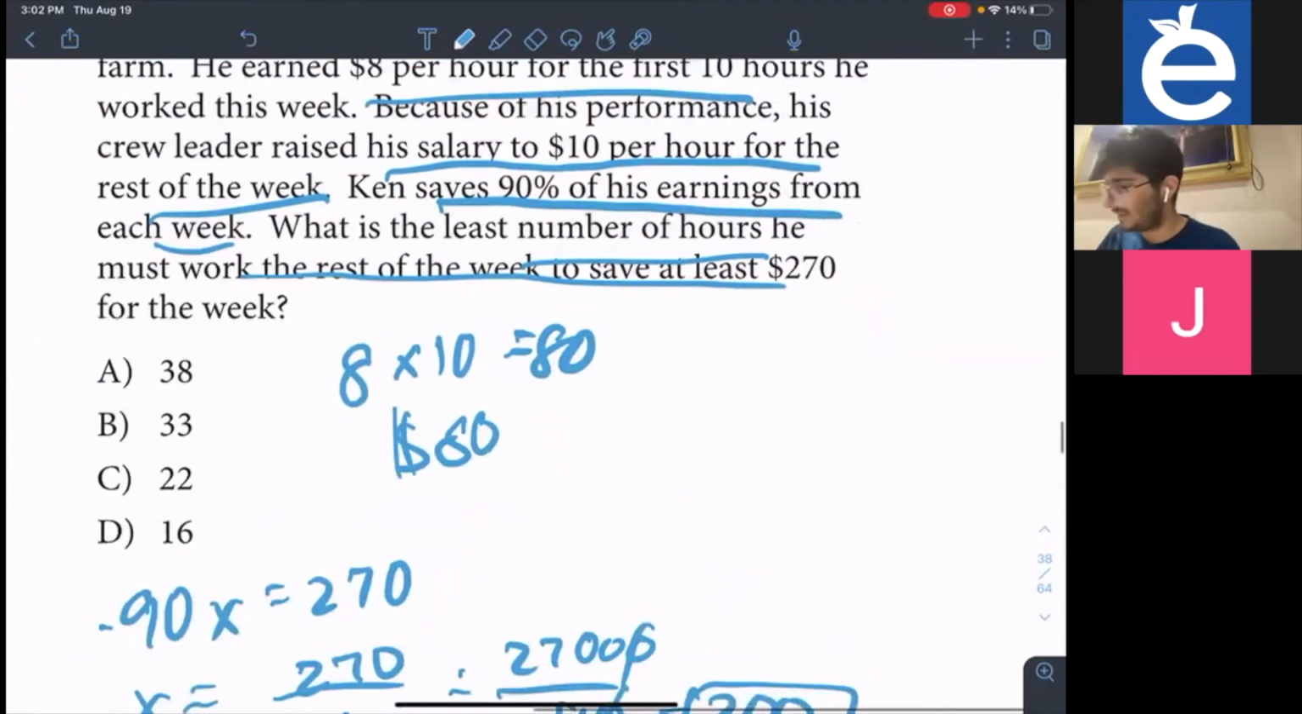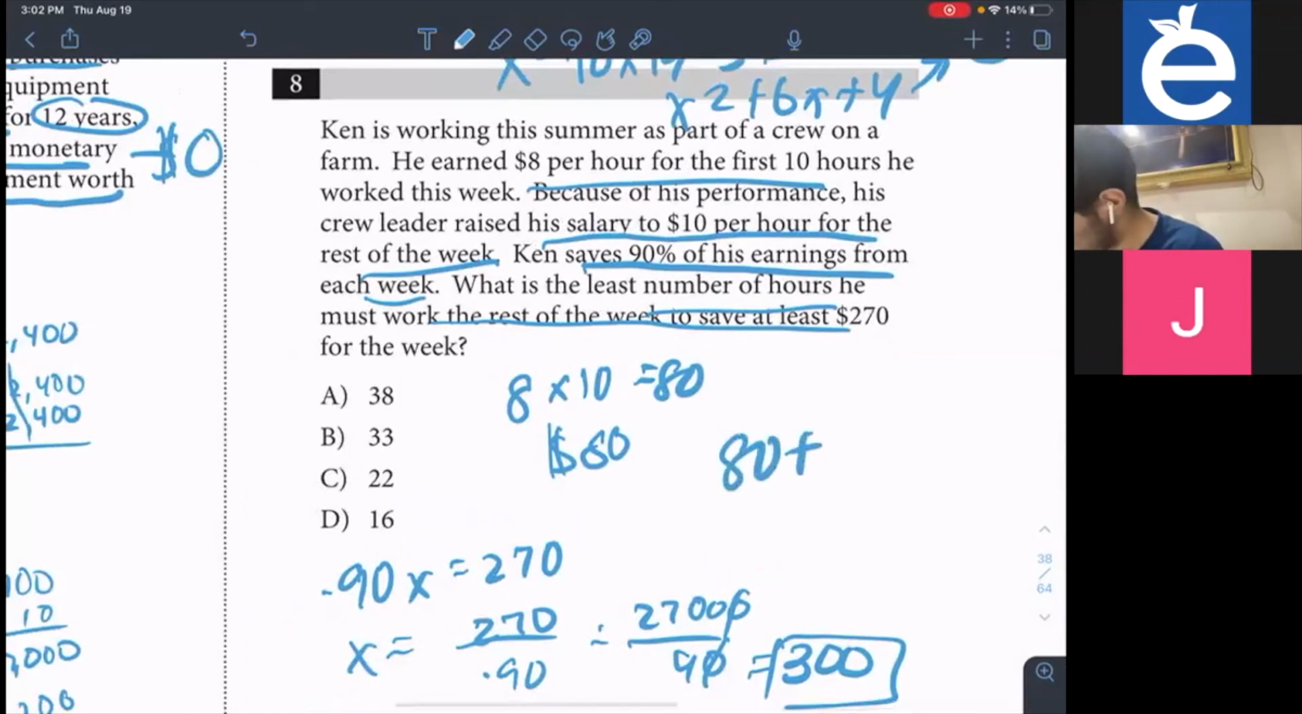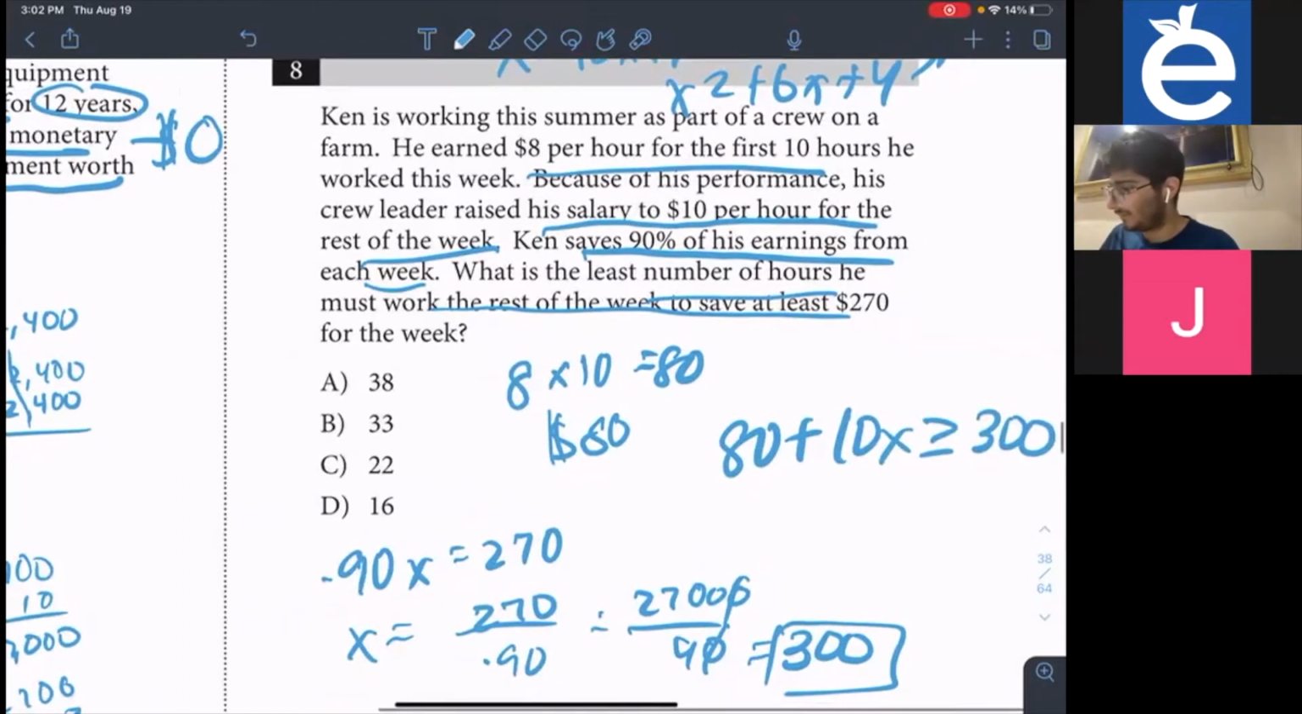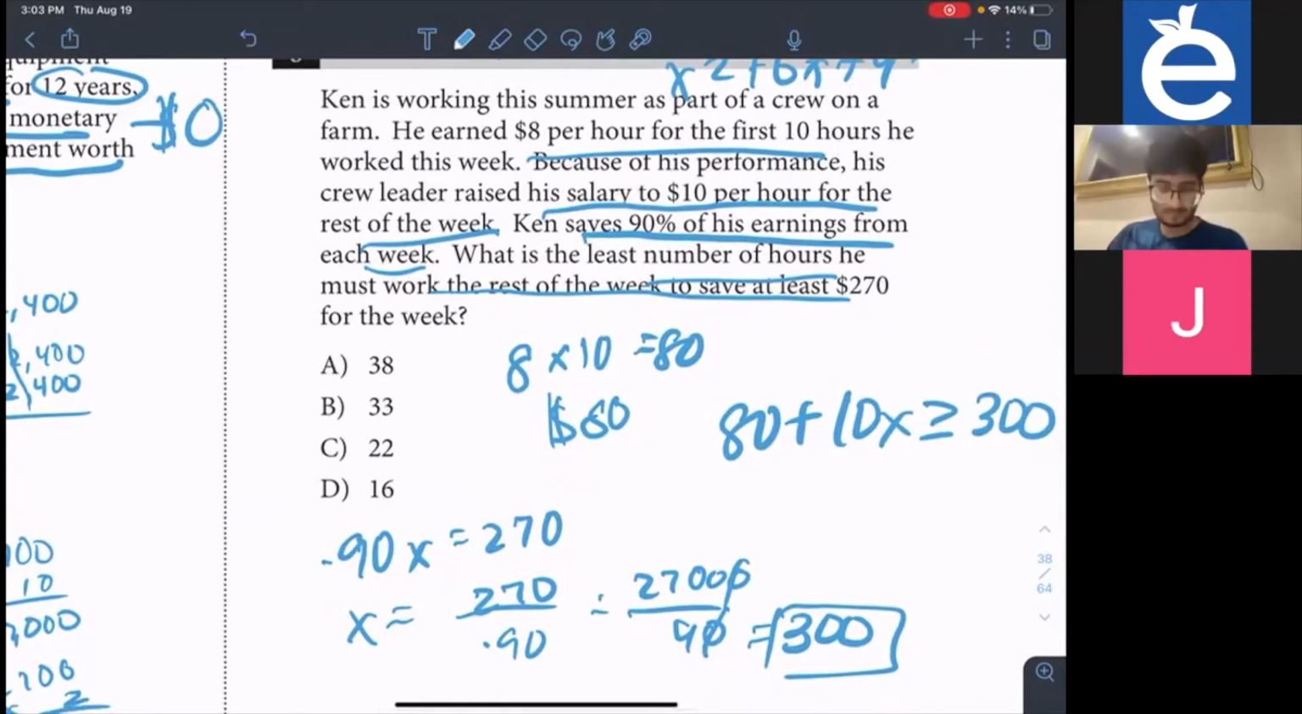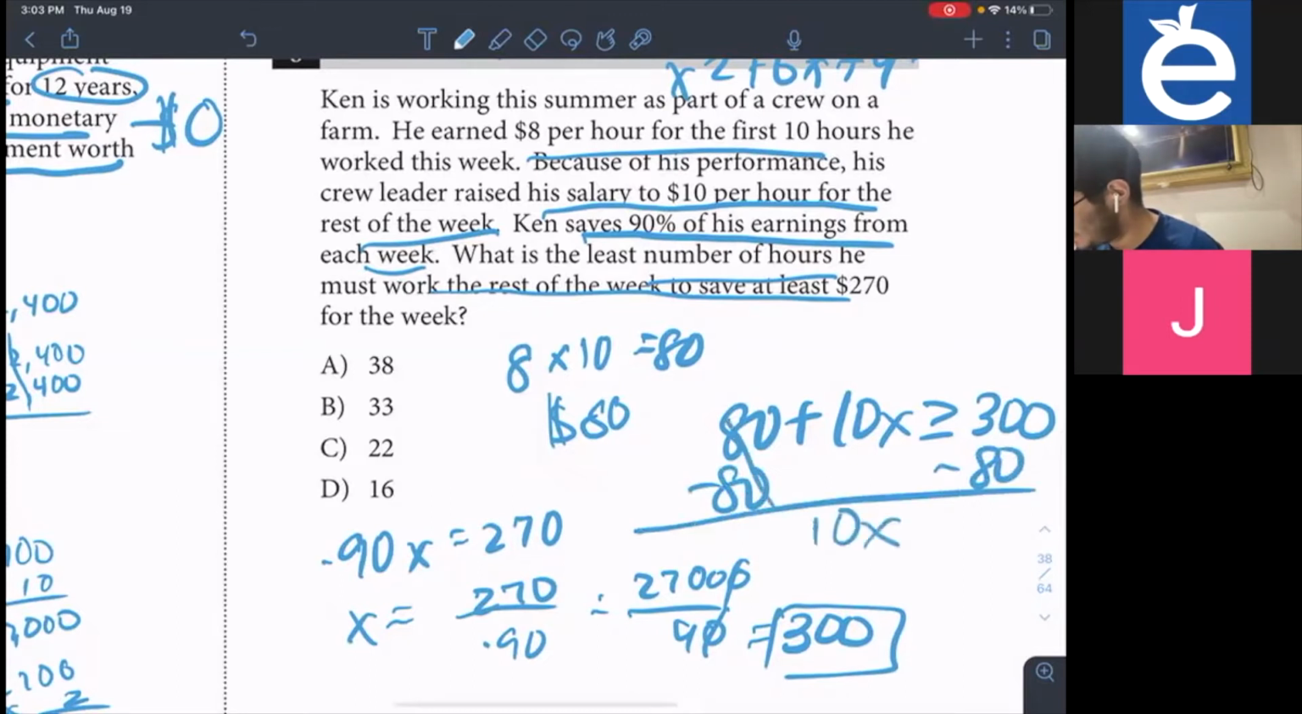So then you have to make an equation. It would be $80 plus $10 an hour has to be greater than or equal to 300, because that is what he earns if he saves 90%. If you save 90% of it, he gets 270. So then you would do minus 80 on both sides. You get 10x greater than or equal to 220.